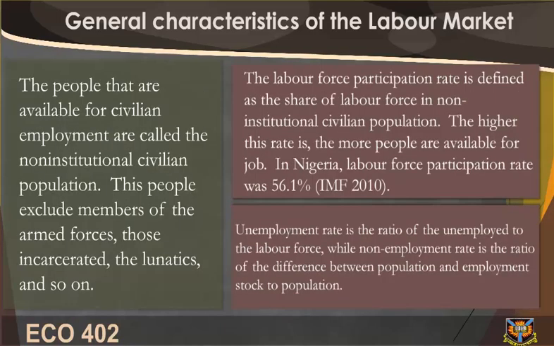The people that are available for civilian employment are called the non-institutional civilian population. These people exclude members of the armed forces, those incarcerated, the lunatics, and so on. The labor force participation rate is defined as the share of labor force in non-institutional civilian population. The higher this rate is, the more people are available for job. In Nigeria, labor force participation rate was 56.1%.